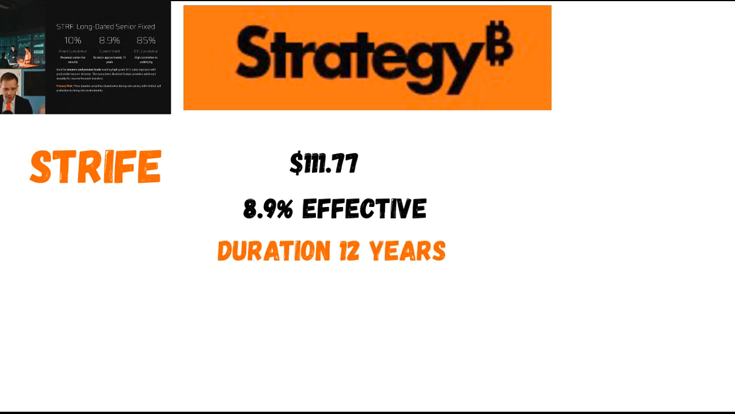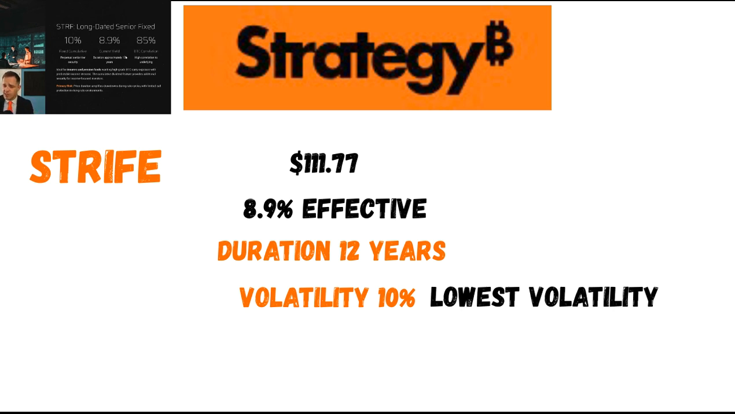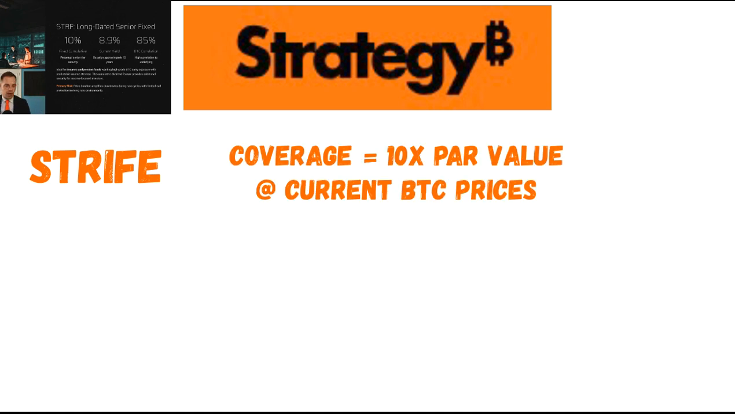The volatility is about 10% right now, which is the lowest of the 4 preferreds, thanks to the premium pricing and the stability of the coupon. The coverage equals 10x the par value at current BTC prices, so Strategy's internal metrics are pegging it as investment grade equivalent.